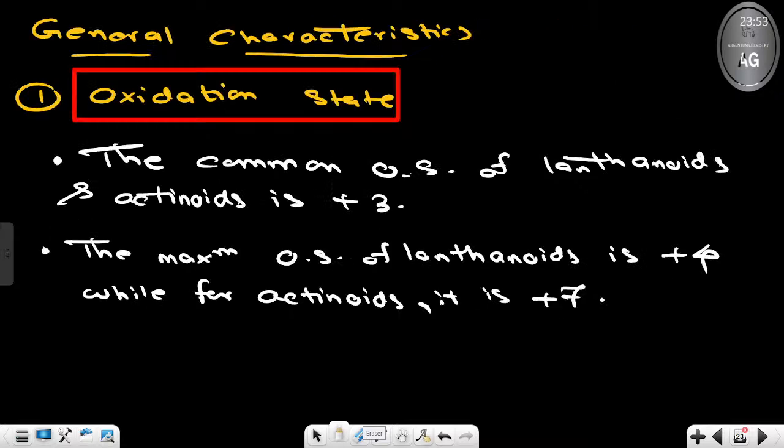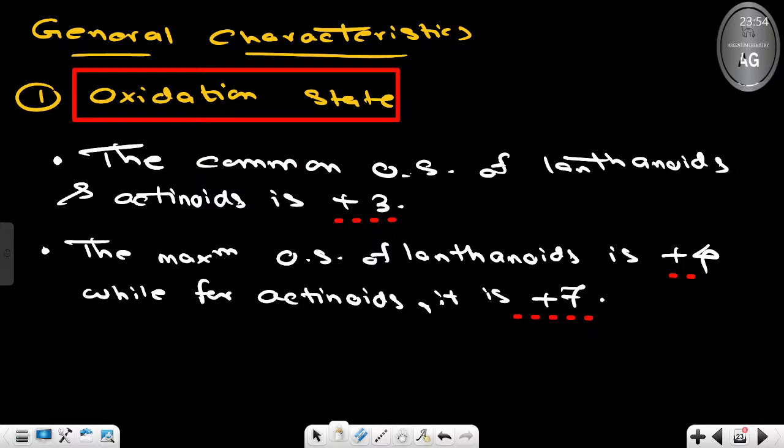Next, general characteristics. The characteristics which we have learned for D block and F block as well. General characteristics of oxidation state. First point: the common oxidation state of lanthanoid is +3. Both lanthanoid and actinoid have +3 oxidation state. The maximum oxidation state of lanthanoid is +4, while for actinoid it is +7.